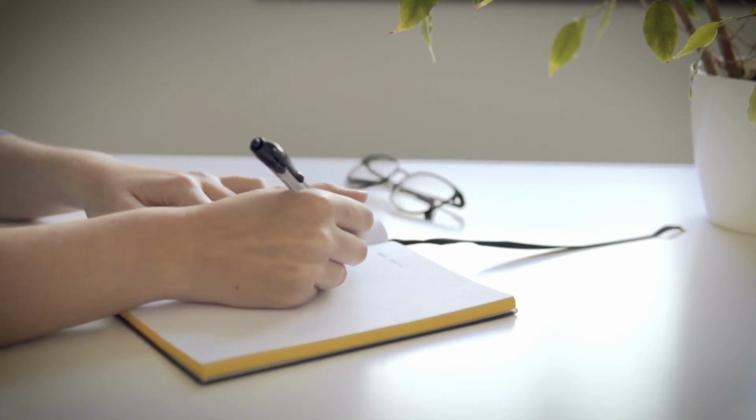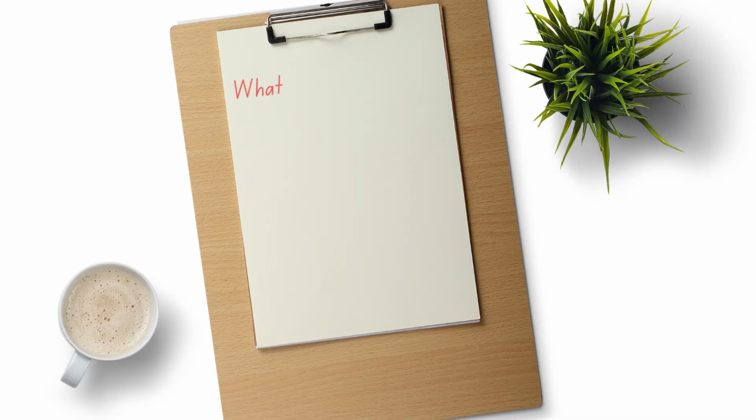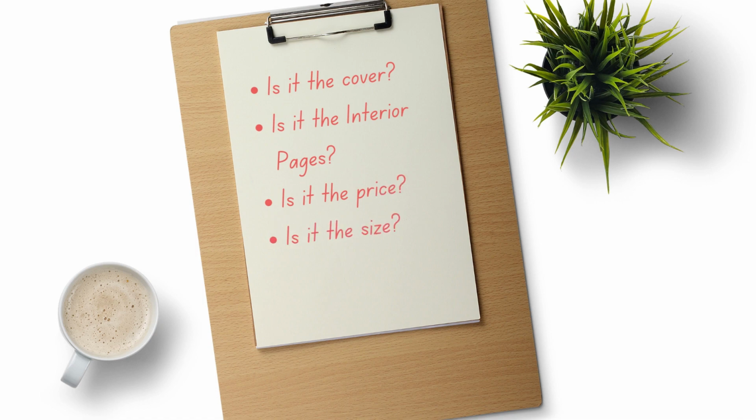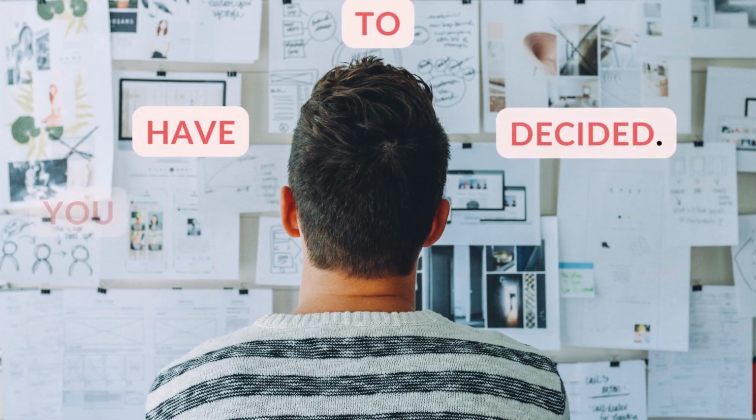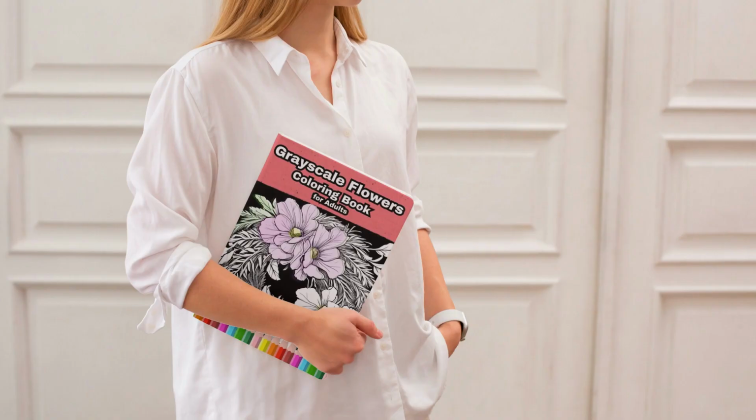So in other words, that means you need to list down your selling points. What makes your book different? Why would this customer buy your book instead of other books available in the marketplace? Is it the cover? Is it the interior page? Is it the price point, or is it the size? So you have to decide what is your selling point for your books.